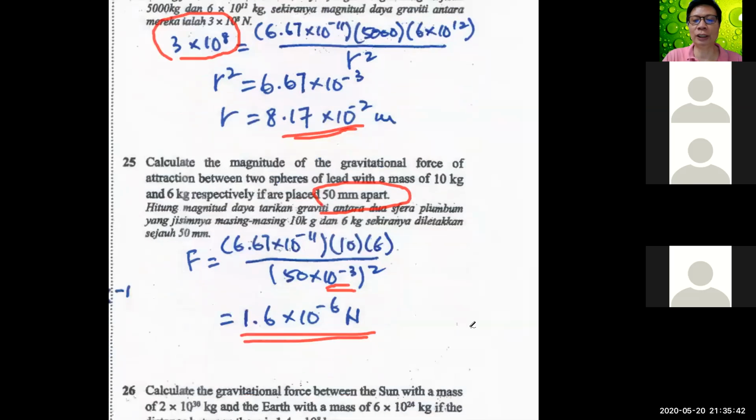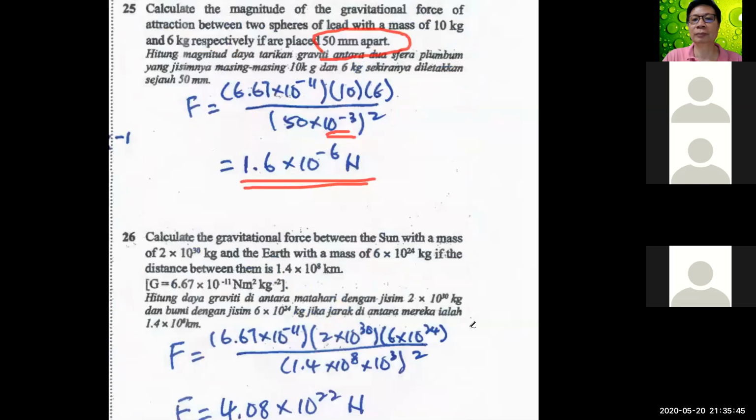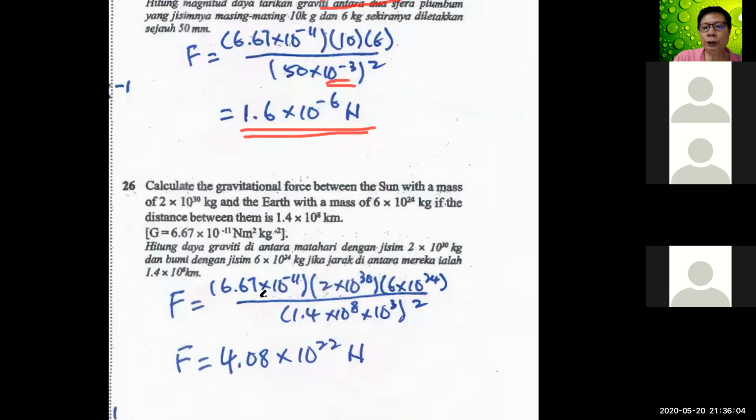All right, 26. Calculate the gravitational force. Same formula. Between the sun and the earth. Distance all got already, so you just use the formula. Constant G value. Mass 1, this one is the mass of the sun, I think. M2, mass of the earth. And this one is the distance between the sun and the earth. Now you are given 1.4 times 10 power 8 kilometer. Change to meter, so you times 10 power 3, 1000. Then use a calculator, so you get this answer.